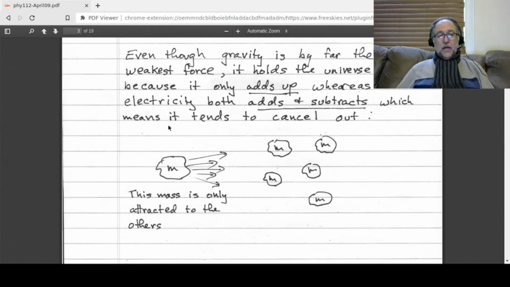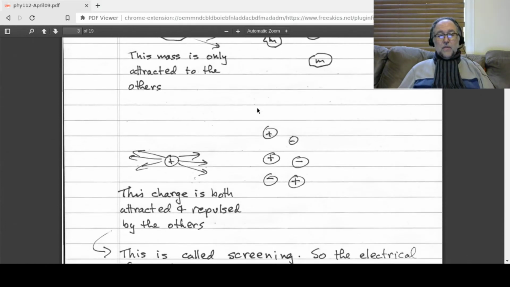What I have here is a picture of a bunch of masses, these asteroids out in space. Here we have maybe another asteroid, and these arrows are basically the forces of attraction. It feels attracted to this mass, this mass feels attracted to that mass, and that mass, and that mass. It feels attracted to all of them. So if you were to add up all those forces, the net effect would be to pull this mass in towards these other masses. Whereas with electricity, you can have positives and negatives.